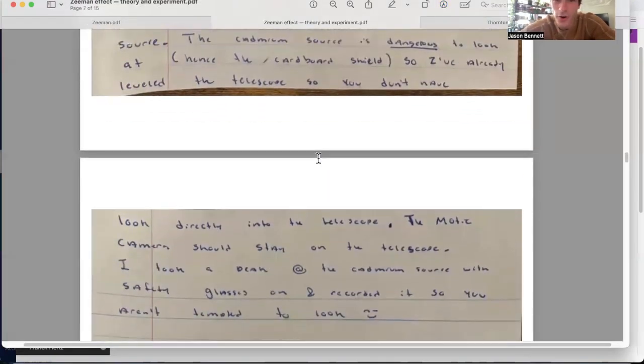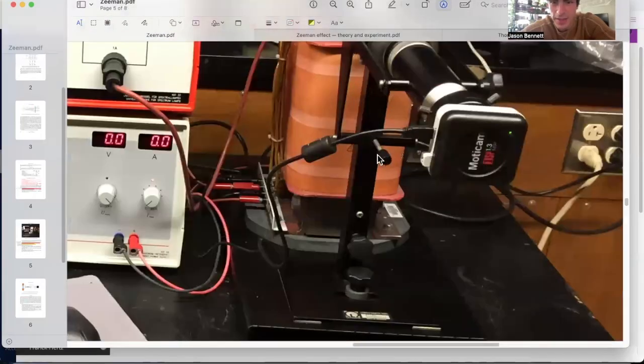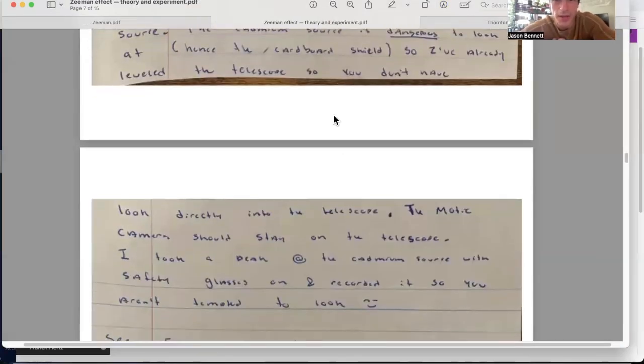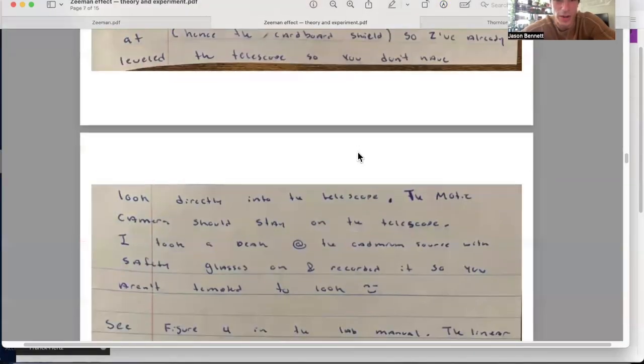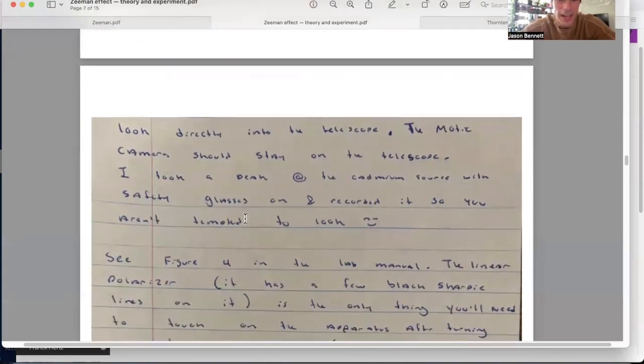I've already leveled everything. You don't need to spin any of these dials down here that they mentioned in the lab manual. I've already done that for you so that you don't have to look directly into the telescope. The camera is already on, so it will observe the effects. You don't have to look at anything. I also put some safety glasses on and took the shield off to show you what it looks like because it is kind of cool. So you're not tempted to look at it because it's dangerous to look at.